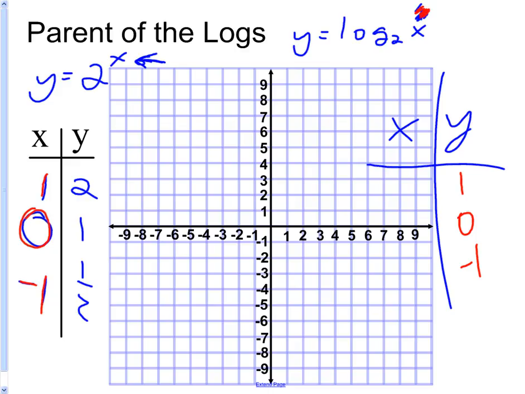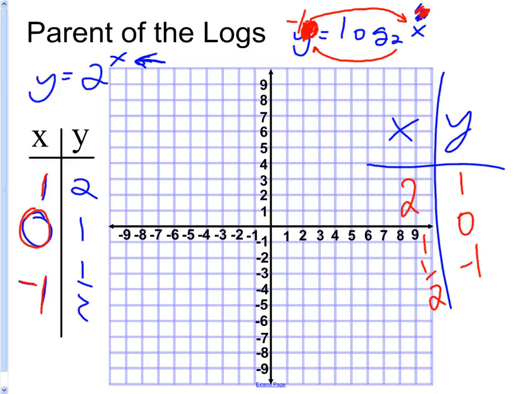If I stick in 1 for y, can you do this in your head? 2 to the first is equal to x. So what's 2 to the first? 2. And if I stick in 0 here, then it's saying 2 to the 0 power is equal to x. What's 2 to the 0? 1. And if I stick in negative 1 for y, 2 to the negative 1, I can even do that. It's 1/2. So I got the same 3 points, except backwards.